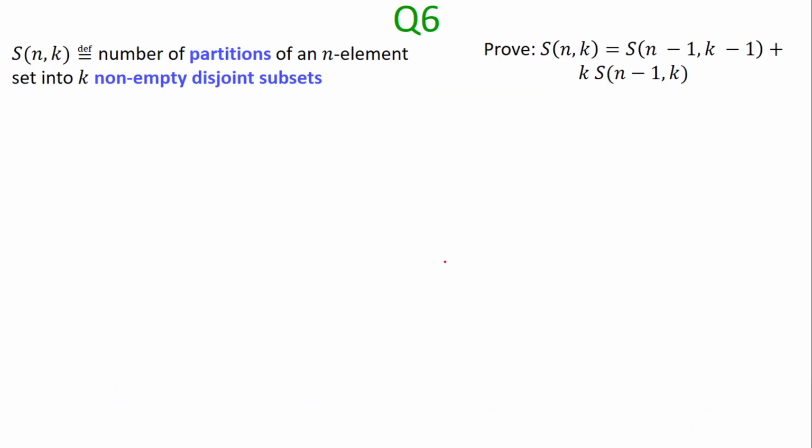Okay, let's go to question 6. Here we recall our Stirling functions of type 2, namely the S of n comma k function, which is the number of partitions of an n element set into k non-empty disjoint subsets, and we have to prove that it satisfies this recurrence condition. So since a plus is involved here, definitely I have to show that I have two different categories or disjoint categories of partitions.